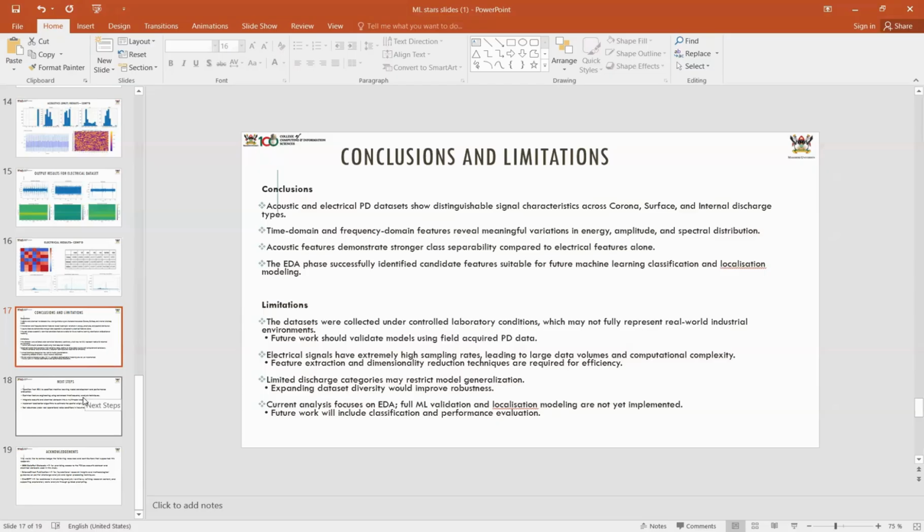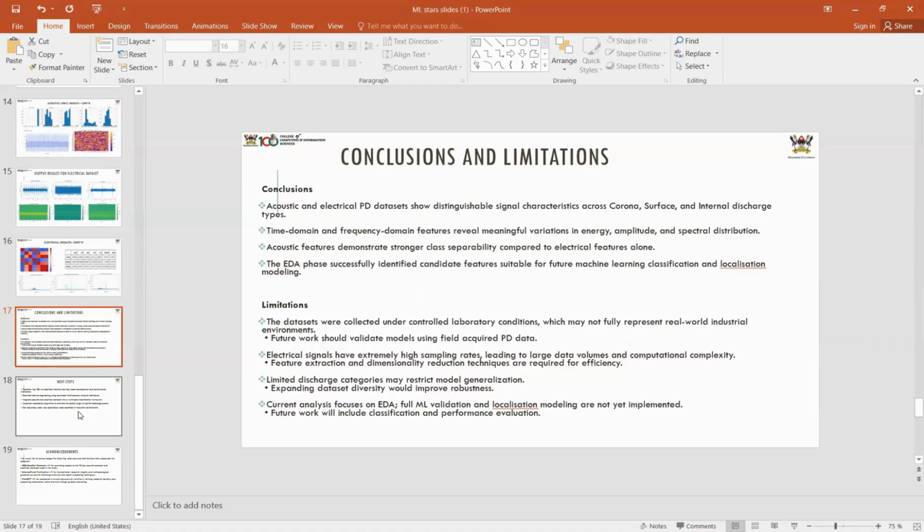The limitations we faced, as previously said, is that the datasets were collected under controlled laboratory conditions, so next time we have to consider using field-acquired PD data. Then the electrical signals have an extremely high sampling rate, leading to large data volumes. Also, limited discharge categories may risk model generalization. And the current analysis focuses on EDA, so validation and localization modeling have not yet been implemented.